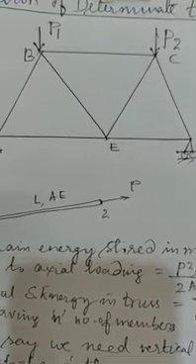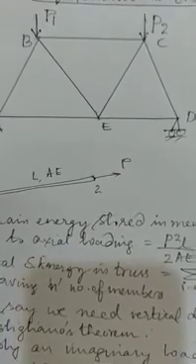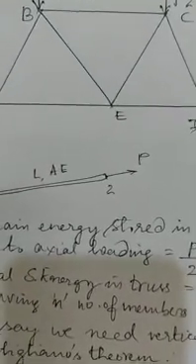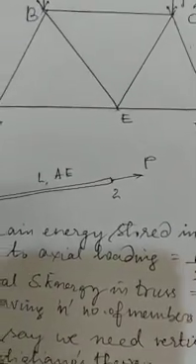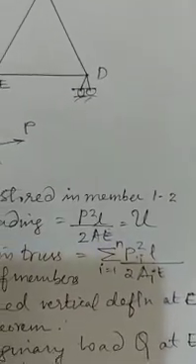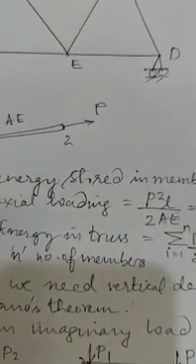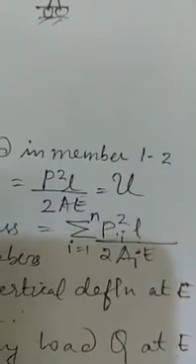So in the present case, how many members does the truss have? Two bottom chord members, one top chord member, and 4 diagonal members. So it has 7 members. In every member, there will be a strain energy stored, given by P square L by 2 AE, where P will be the axial force induced in that member. And therefore, the total strain energy in the entire truss consisting of n members will be equal to sigma P square L by 2 AE.